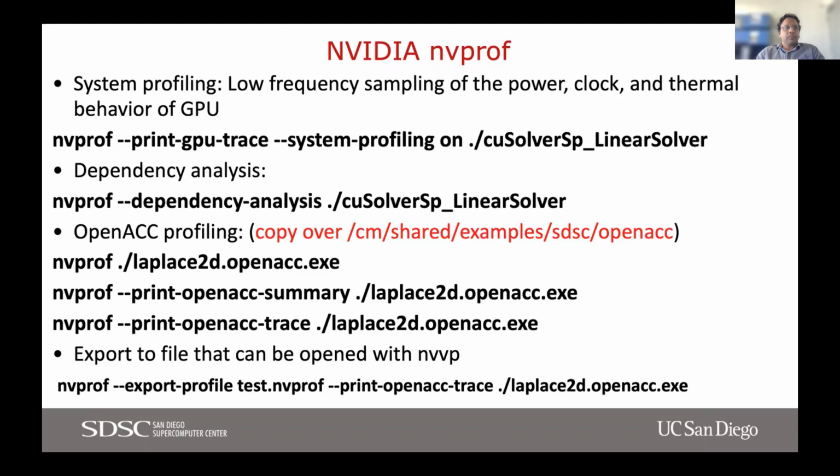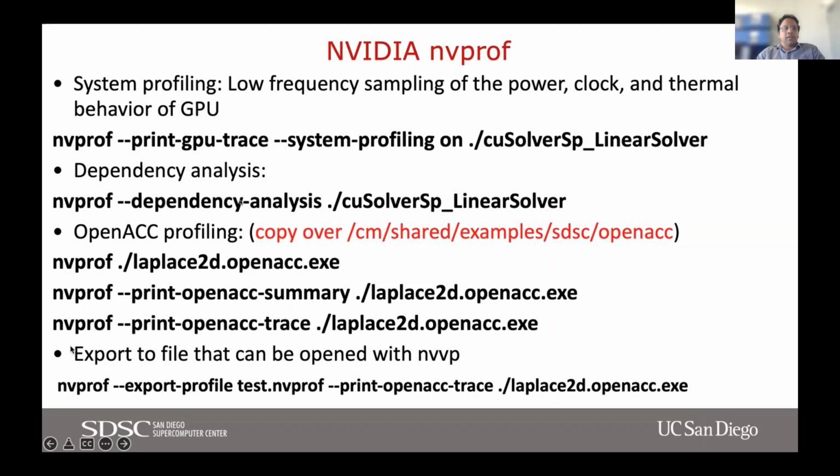So basically, we looked at the sampling of the power, clock, and thermal behavior of the GPU with the system profiling flag. So with system profiling on, you can combine those two, so you can get a timestamp overlay of what's going on. And then we looked at the dependency analysis.